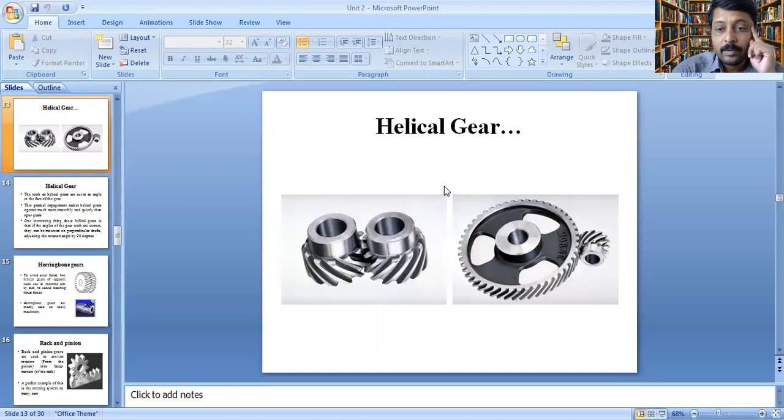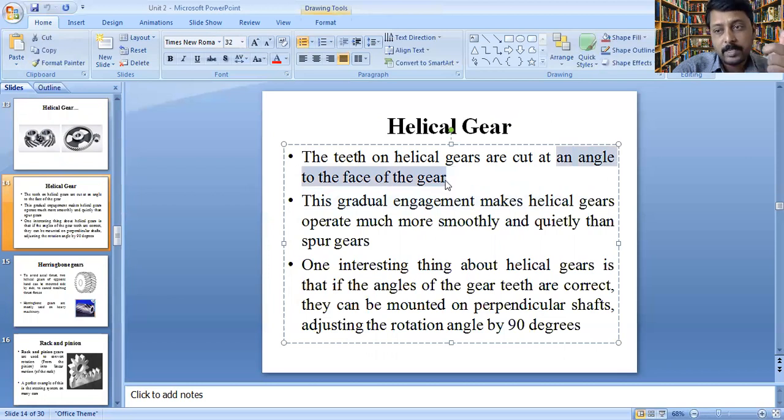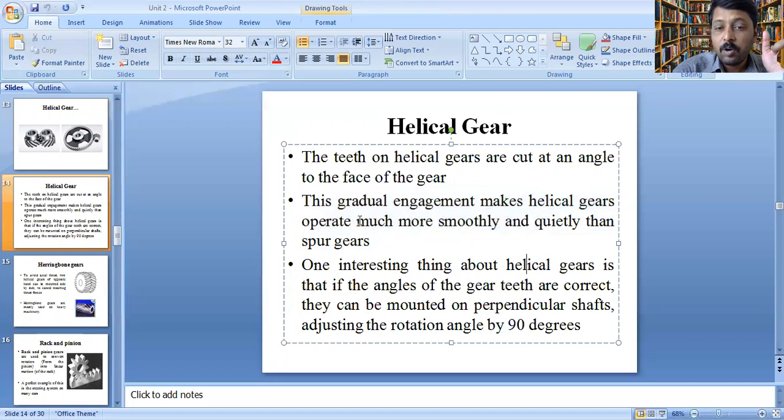Then there is the helical gear. This type of gears are called helical gear. You can see the teeth are not parallel to the axis of the gear. They have some inclination. The teeth of helical gears are cut at an angle to the face of the gear, as we have seen here. This gradual engagement makes helical gears operate much more smoothly and quietly than spur gear. So the main advantage of helical gear over spur gear is that the operation will be smooth and quiet. There will be no sound like spur gear.